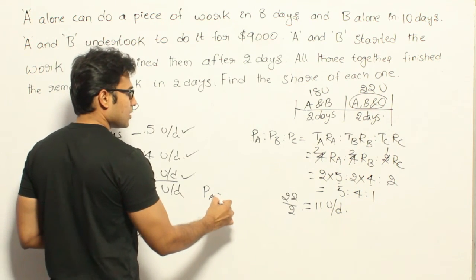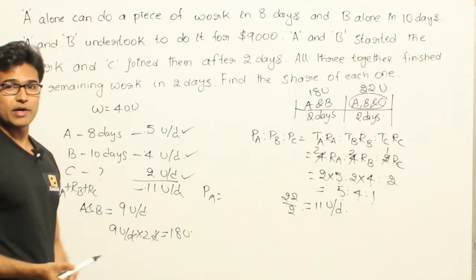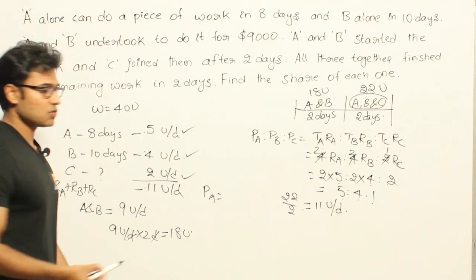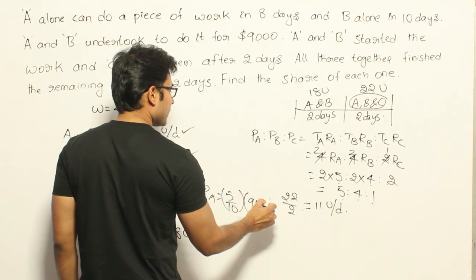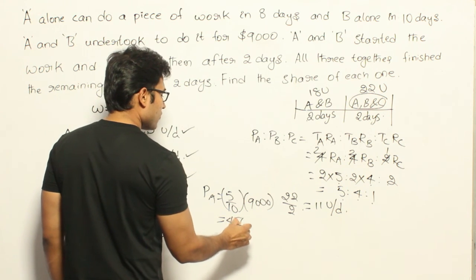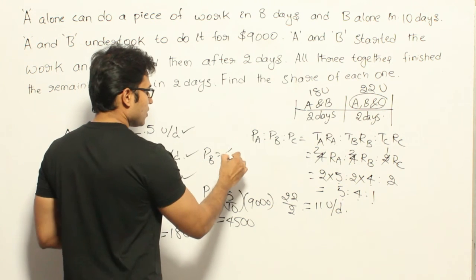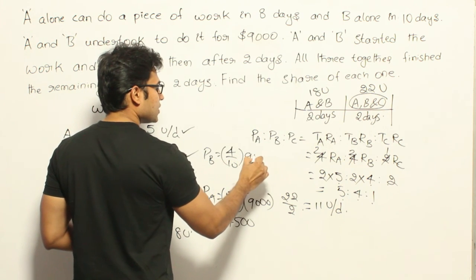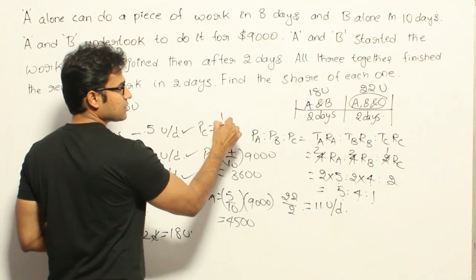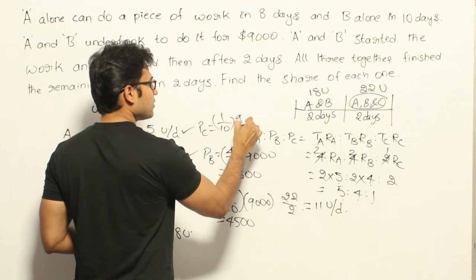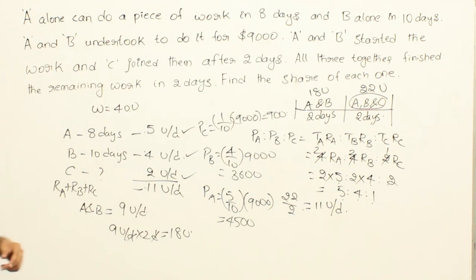So what is the part of A? Share of A is out of 10 parts, 5 plus 4 plus 1. Out of 10 parts he should get 5 parts of what? 9,000. That is the total. Therefore 5 by 10 of 9,000, which is going to be 4,500, and the part of B is 4 by 10 of 9000, which is nothing but 3600, and the part of C is 1 by 10 of 9000, which means $900. Got it? So that is the answer. Okay, fine.